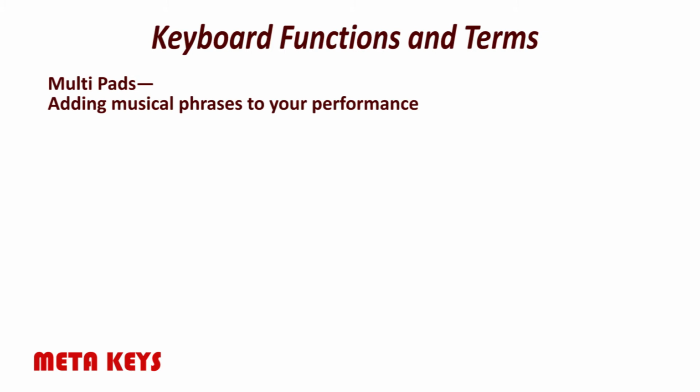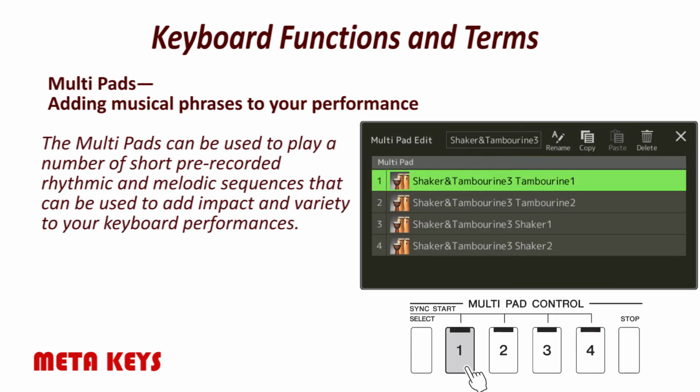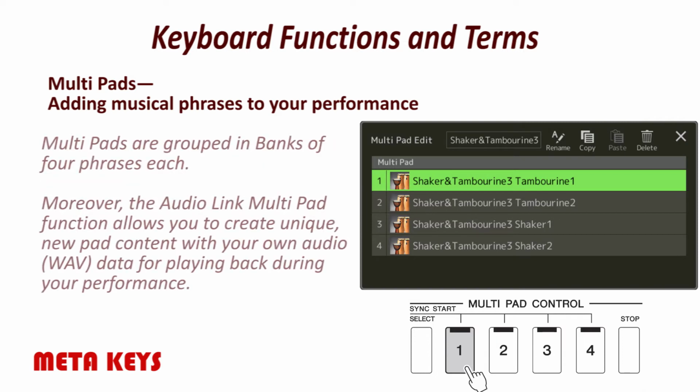Multipads. Adding musical phrases to your performance. The multipads can be used to play a number of short pre-recorded rhythmic and melodic sequences that can be used to add impact and variety to your keyboard performances. Multipads are grouped in banks of 4 phrases each. Moreover, the audio link multipad function allows you to create unique new pad content with your own audio data for playing back during your performance.